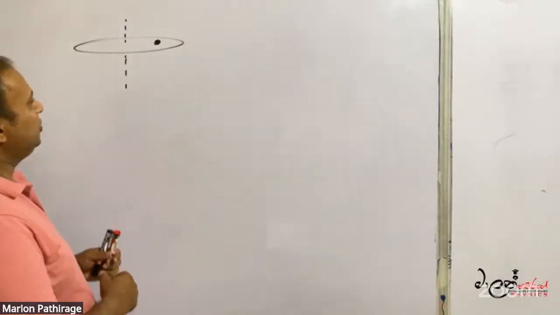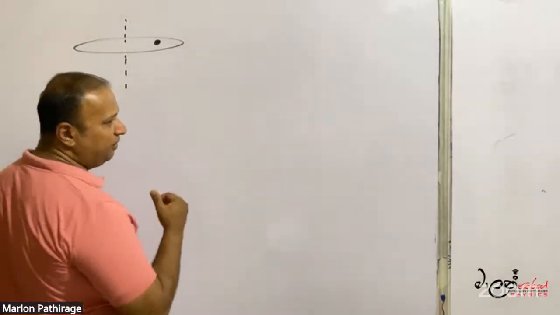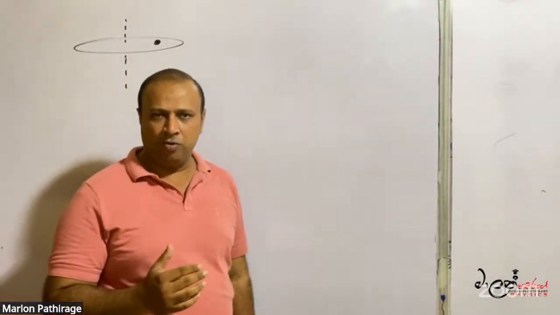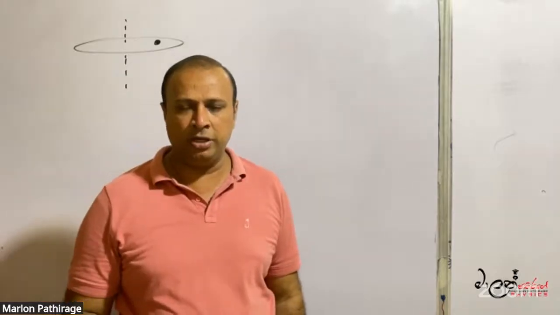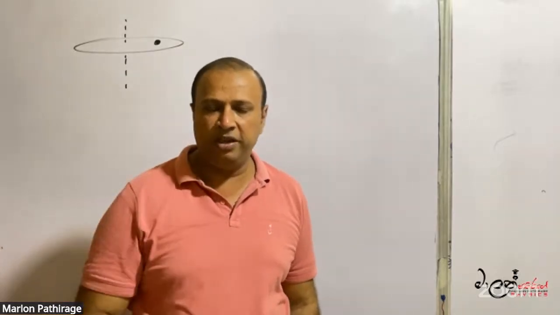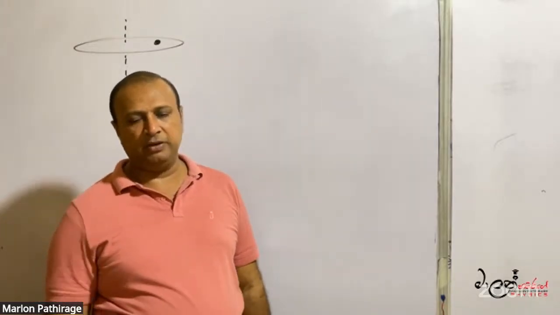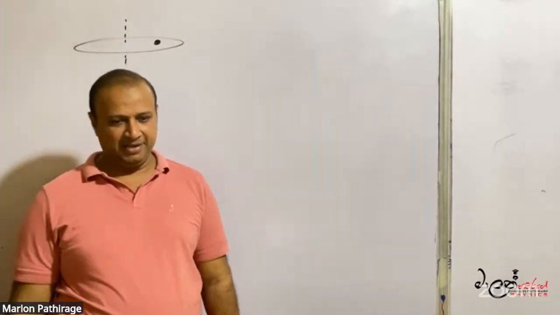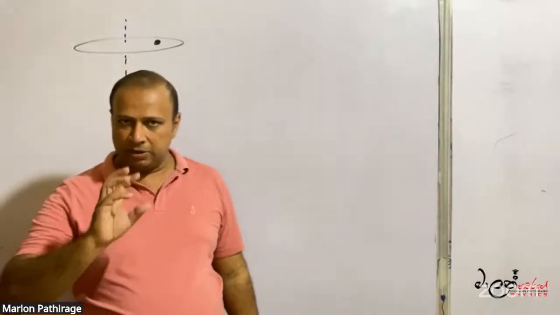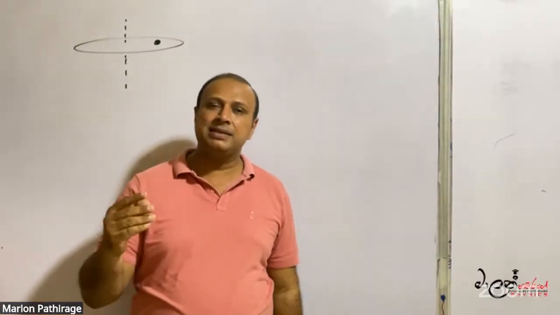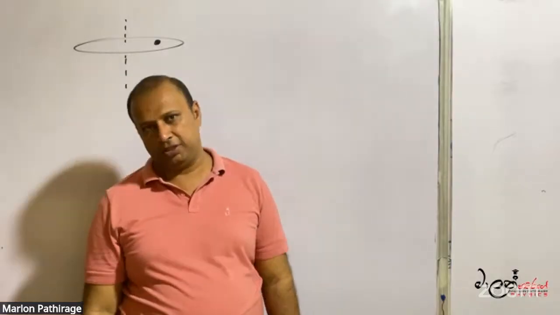So, definitely, during this circular motion, what would be the centripetal force? Tell me that. During this circular motion, what would be the centripetal force exerted on this small object?